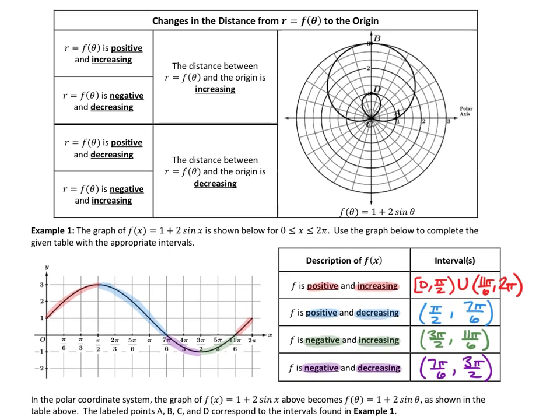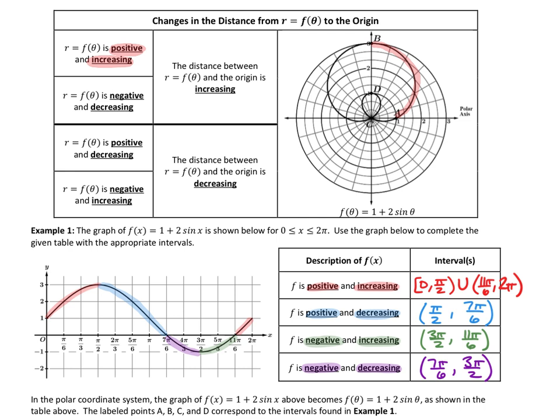So what we're going to do is, using the same color scheme, they're not in the same order, but using the same color scheme, I want you to take your colors for positive and increasing and highlight those same words here on the polar graph. Now that's going to be in the same angle sections that we set as our interval, which is from 0 to pi over 2. 0 is the positive x-axis, pi over 2 is the positive y-axis. And from 11 pi over 6 to 2 pi.